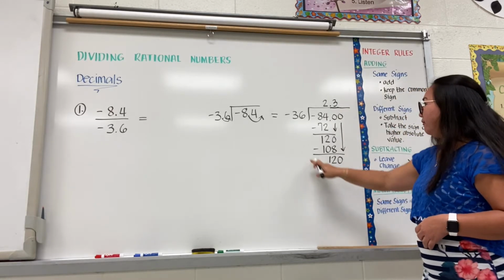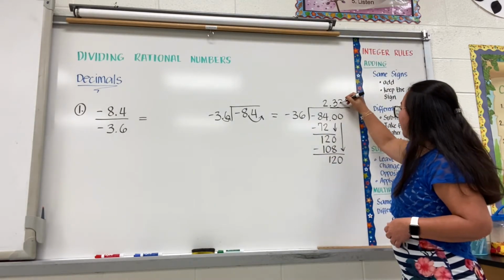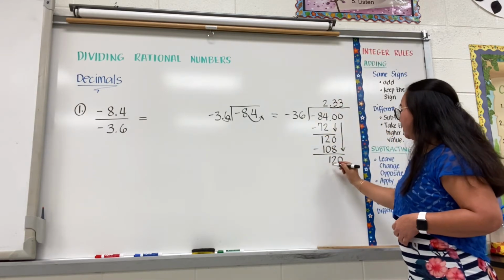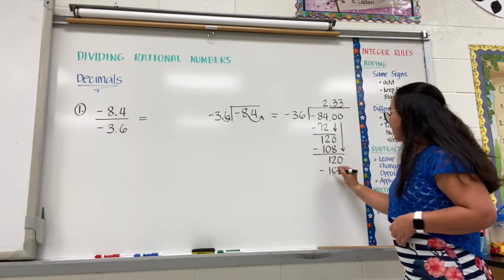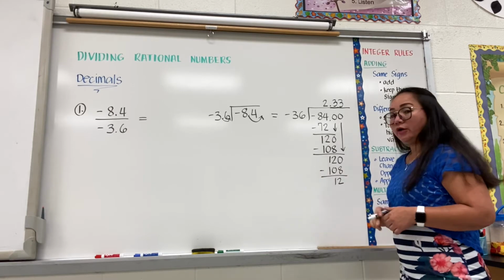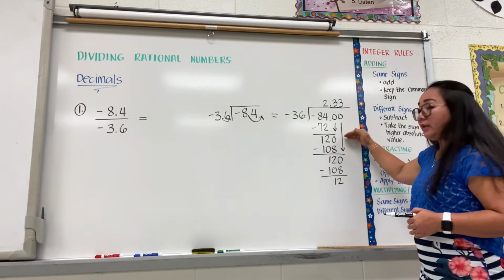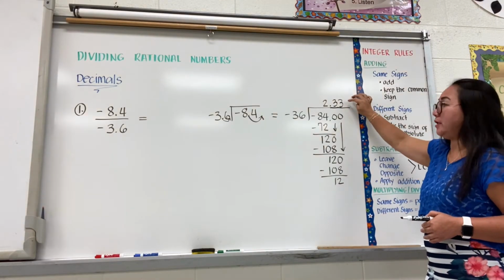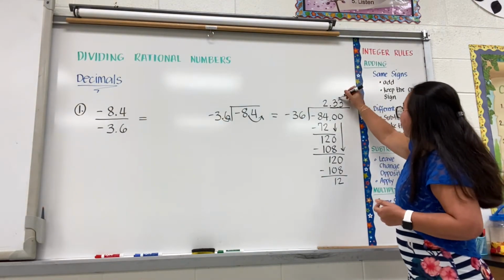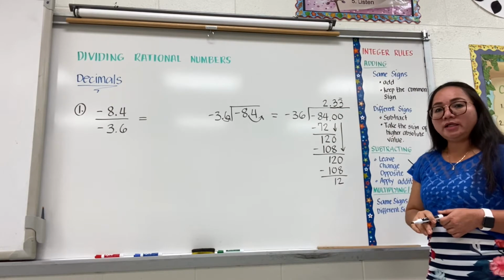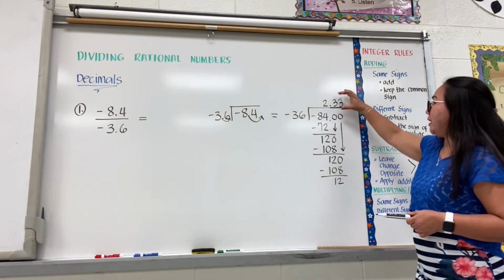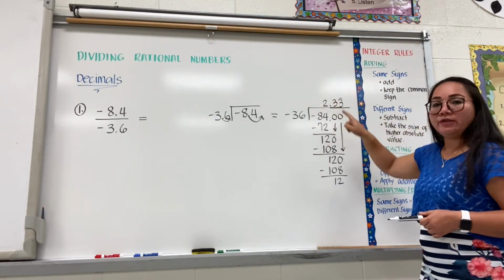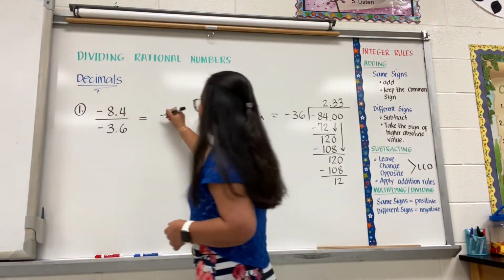So 120 divided by 36 is 3. 3 times 36 is 108. Subtract, you will get 12. Now you notice that it keeps on repeating. So this is a repeating decimal, and we will just stop here. 3 is the digit that repeats. So our answer is 2 and 33 hundredths.